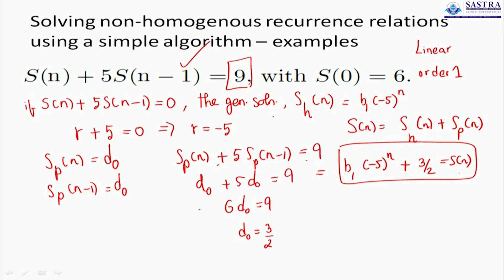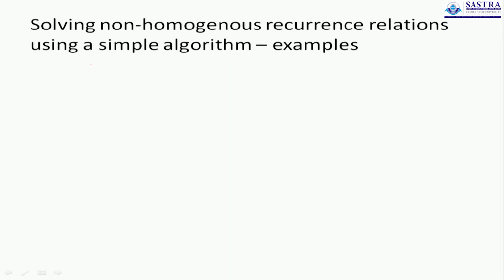Of course, we still have to find out what b1 is, because b1 was arbitrarily fixed as a constant, we do not know what that is, and also we have been given an initial condition, so that can be put to use to solve the problem. We will do that on the next screen. The question says S of 0 is 6.